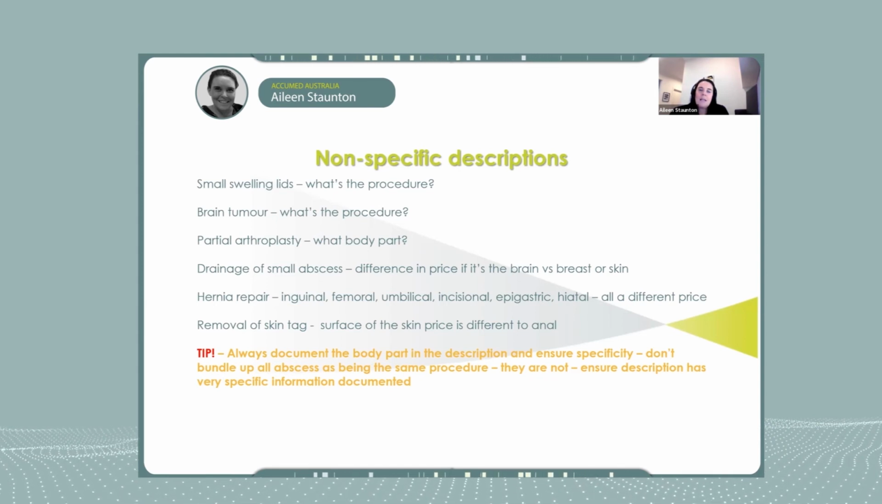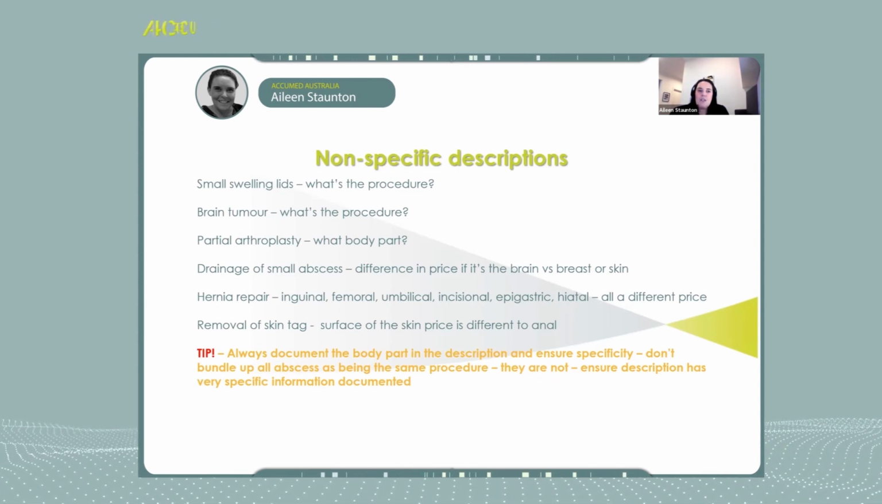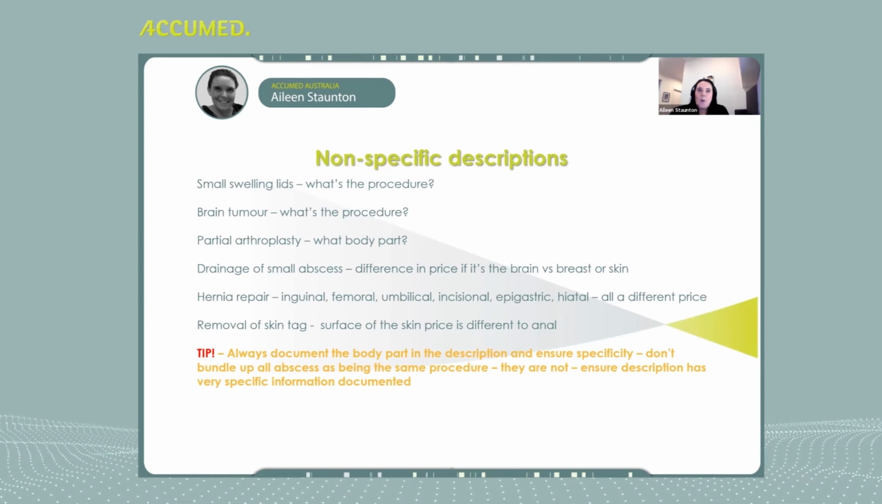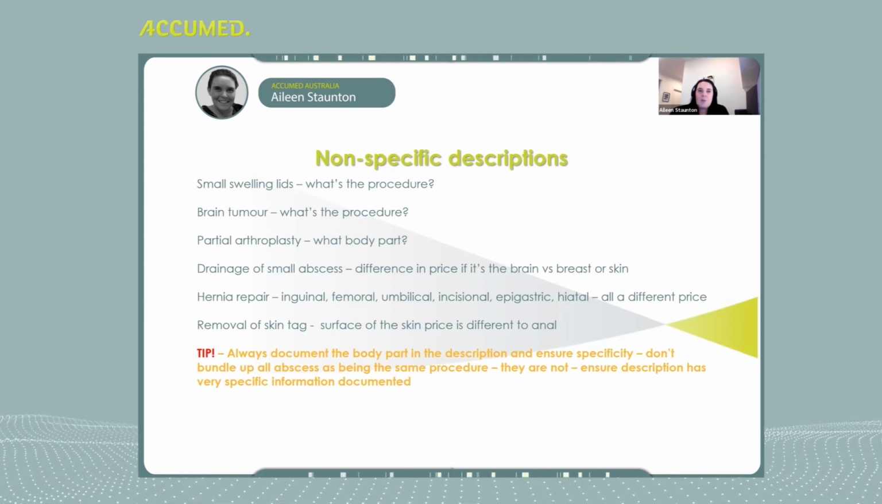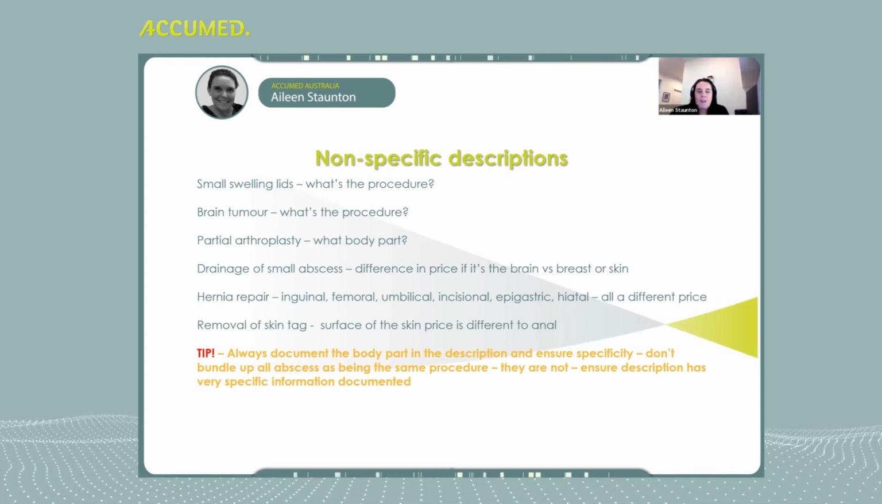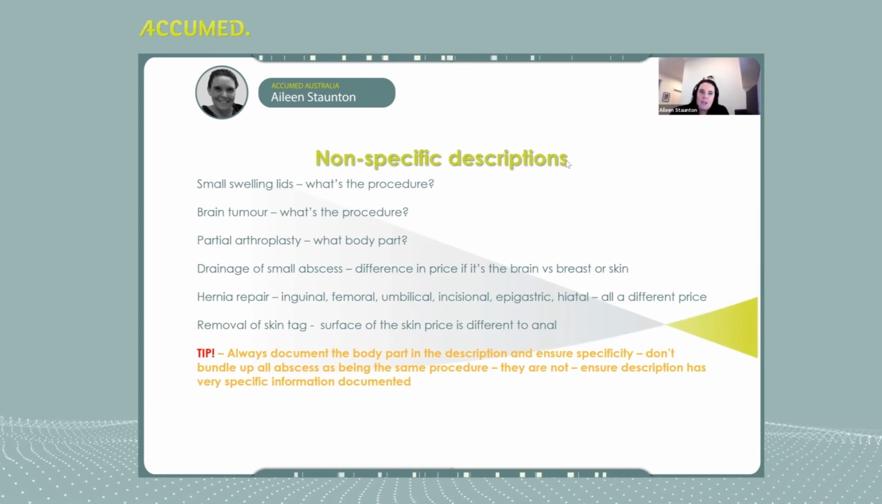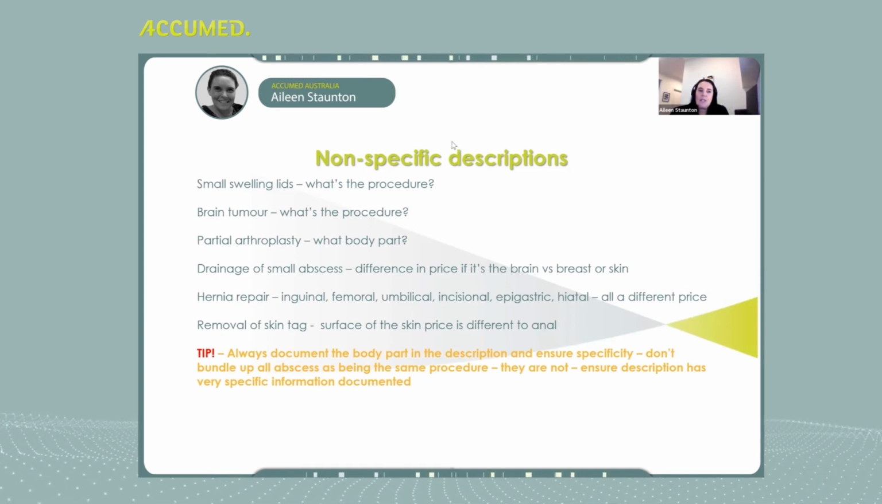The same with the brain tumour. Potentially the neurosurgeon might know, when they've applied that description, what type of procedure or medical service they have provided, but that's not always clear to the person who's trying to attempt the mapping. So it's important that the type of procedure is documented as part of the description.